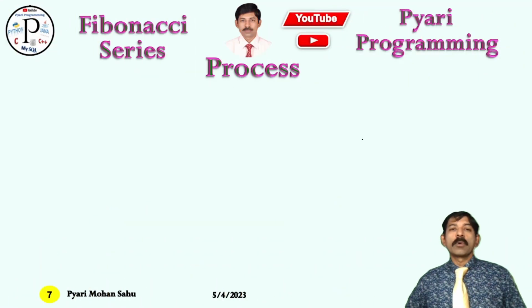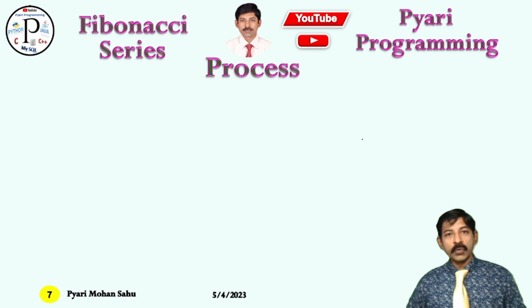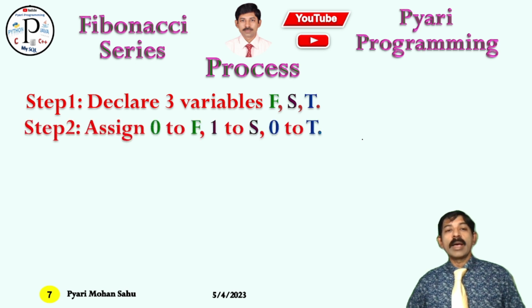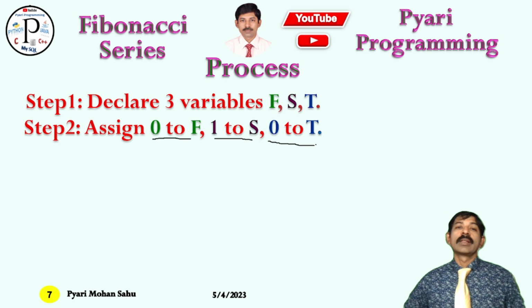Now it's time to see the process, how we are going to write the program, or what are the steps that I should follow while writing the program. The first step is declare three variables. Why? Because I need to store the first value, second value and the third value. That's why I need three variables. Now assign 0 to f, 1 to s, 0 to t. That I will tell you while writing the program.